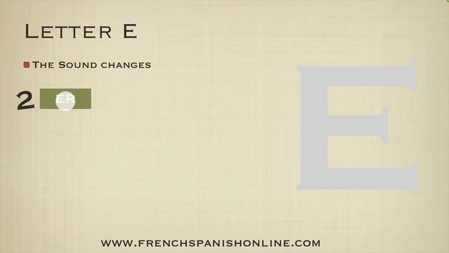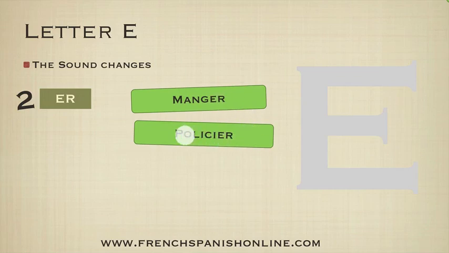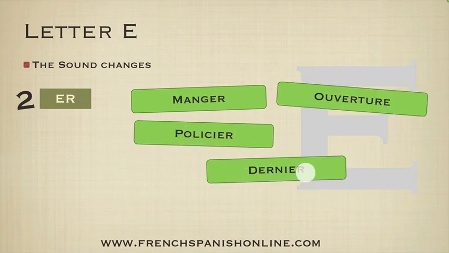E and R can be et, manger, to eat, manger. Policier, dernier, the last. But can be R, ouverture, opening, ouverture, or mer, to say sea, la mer. So 2 pronunciations, et or R.